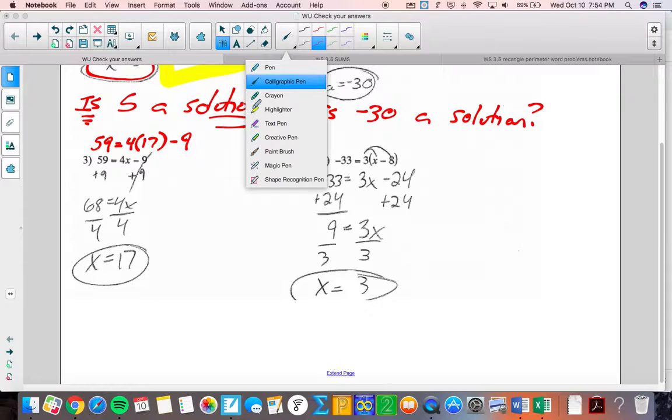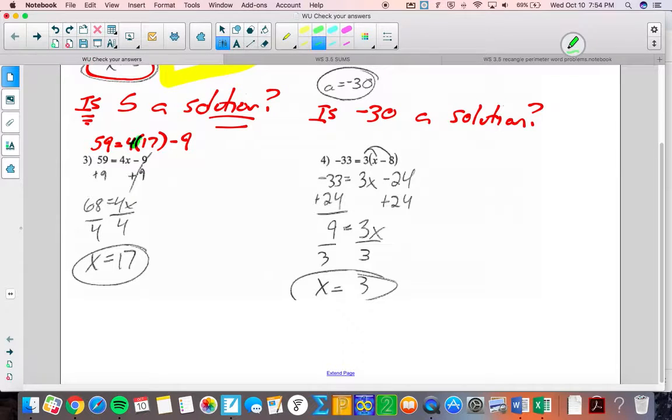So this might be a good calculator one, huh? Take 4 times 17 minus 9. In my calculators, my red ones, it knows the order of operations. So you type this in, it knows to multiply before it subtracts. 4 times 17 minus 9. I got 59. That's the one number I wanted it to get because it has to equal 59 according to this equation to be the solution. So 17 is the solution.